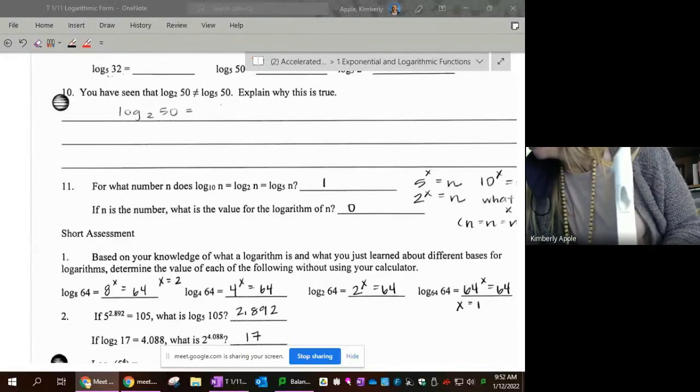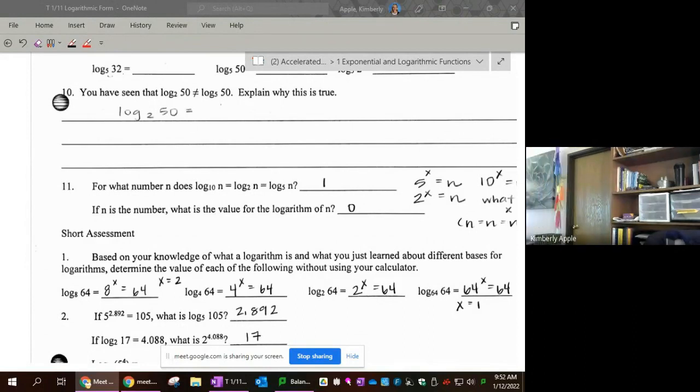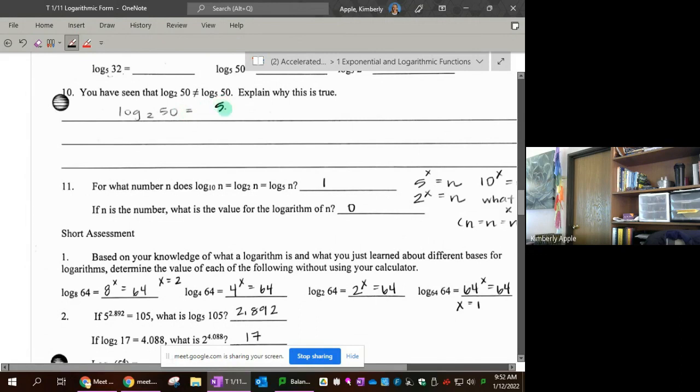And in order to do that, we're going to change those logarithms into exponential form. So let's do that. First, recall that from the top part, the log base 2 of 50 is actually 5.644. We found that with guess and check and then comparing. And the log base 5 of 50 is actually 2.431. So it's clear that these two values are not the same, right? Because 5.6 and 2.4 are completely different numbers.